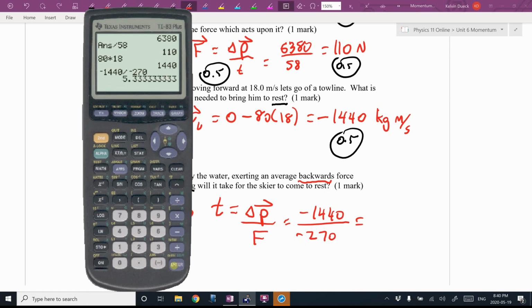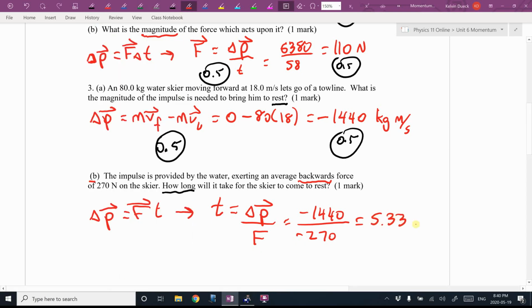And I get 5.33 seconds. Pause for one. For 1 mark, I would probably give you half mark for the equation and a half mark for the answer.